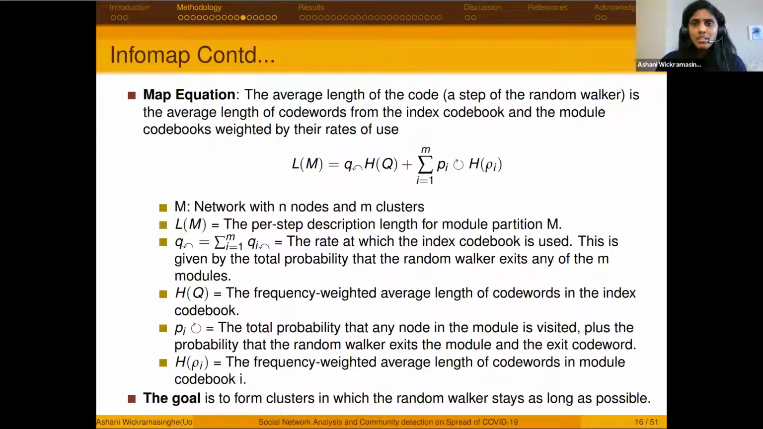So this is the map equation, and it shows that the average length of a code is equal to the average length of code words from the index code book and module code book weighted by their rate of use. Here, L(M) shows the per step description length for module partition M. H(Q) and H(P) show the average length of code words in the index code book and module code book respectively. Q with a left curved arrow and P with a right curved arrow show the rate of use of the index code book and module code book respectively. In this algorithm, the main goal is creating clusters in which the random walker stays as long as possible.